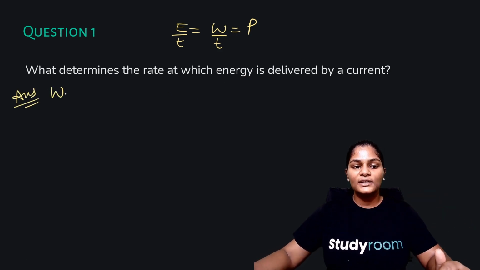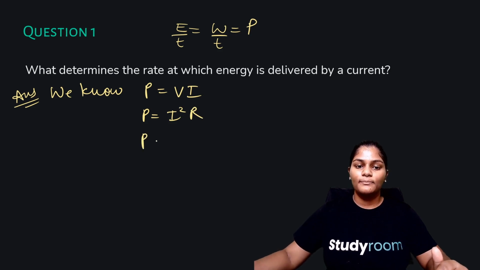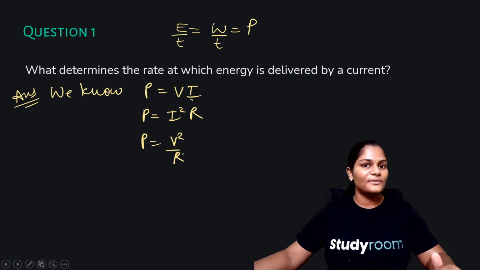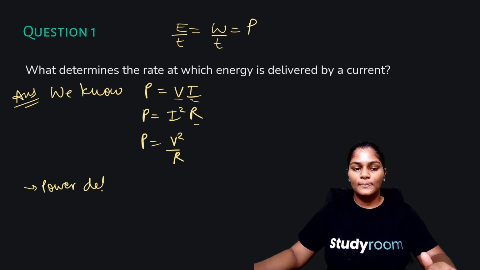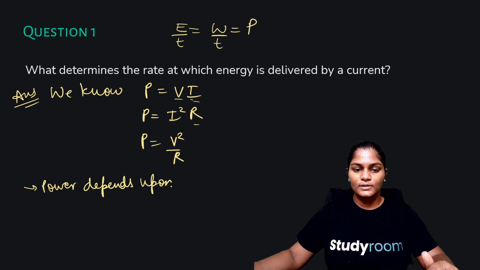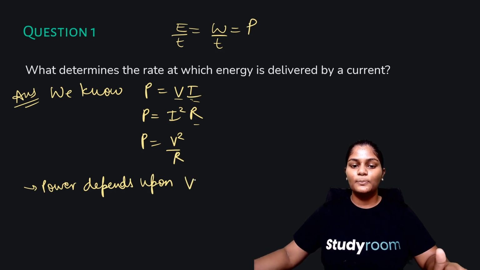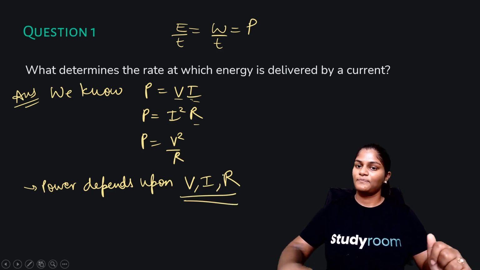So, we know that, we'll write that. We know that power is V into I, or by replacing V by IR, it is I square R, or by replacing I by V by R, it is V square by R. So in all these three formulas, we can get to know what are the variables that P is depending upon: V, I and R. So you simply write that power, or the rate at which energy is delivered, depends upon the potential difference of the circuit, current through the circuit and total resistance in the circuit. These three things. Okay, great.